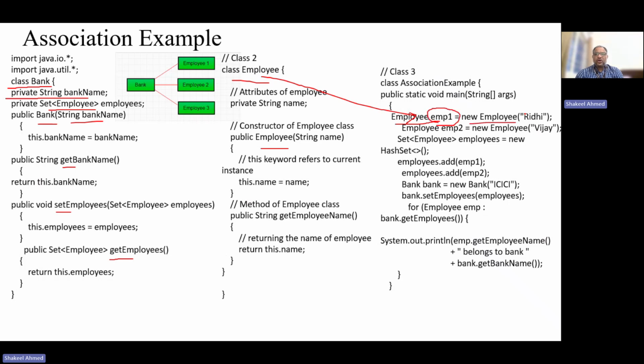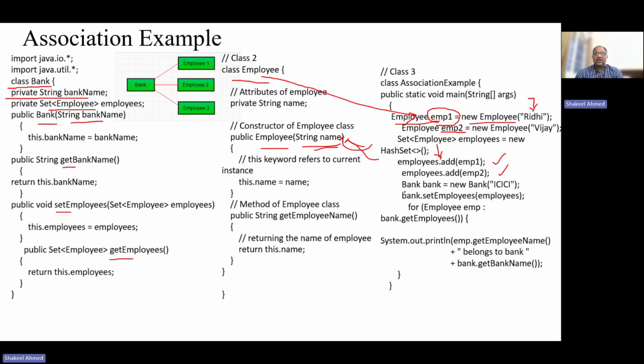EMP1 is equal to new Employee. The employee is Riddhi, so the name string Riddhi will be set over here. Similarly, we have an Employee E2, and the name of that employee is Vijay. Now I am calling the set method for employees, and we make it a HashSet of values. So employees is equal to new HashSet. Whatever employees we have created, we add employee one and employee two to the employees set, so we are creating and adding those to the employee list.